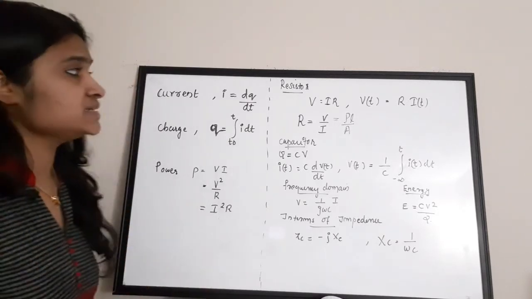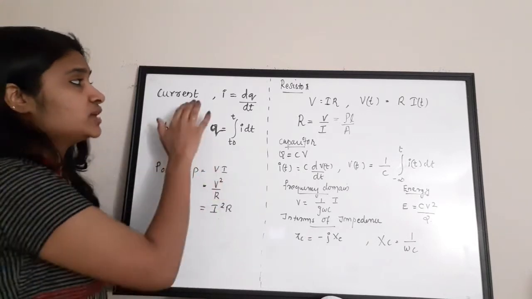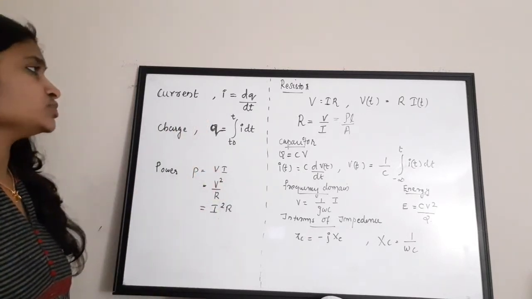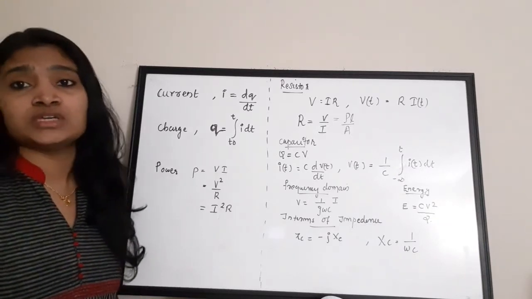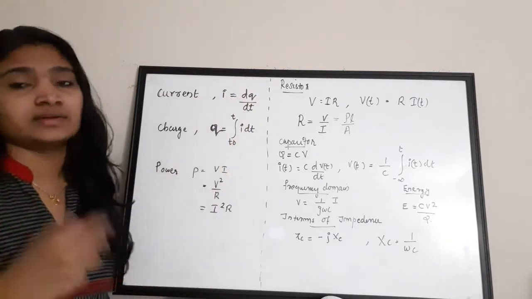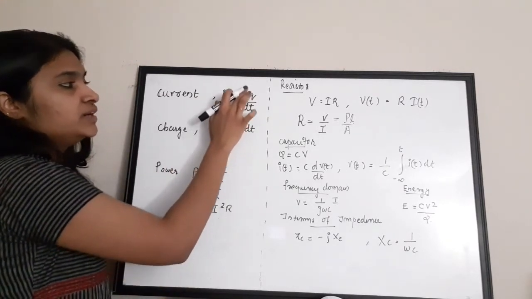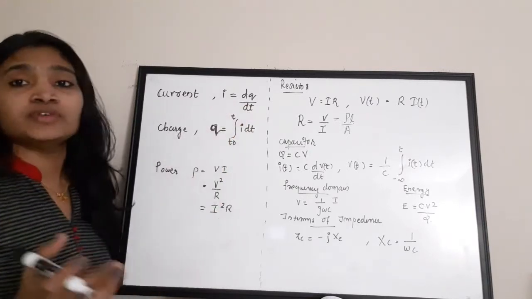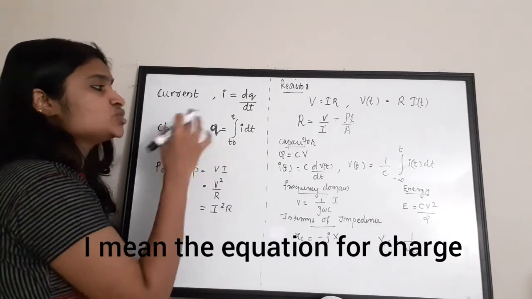Starting from the very basic equations, the equation for current, you all know. Current I is equal to dq by dt. We know that current is the rate of change of charge, or rate of flow of charge, is called current. So here current I is given by dq by dt and the unit of current, we all know, is ampere.